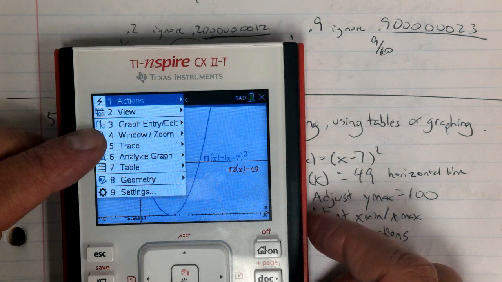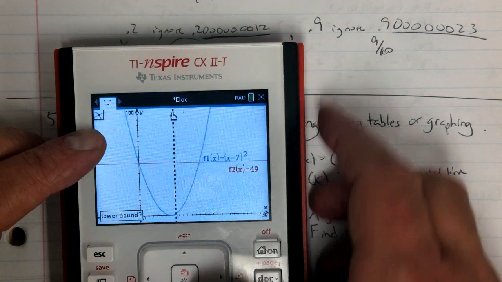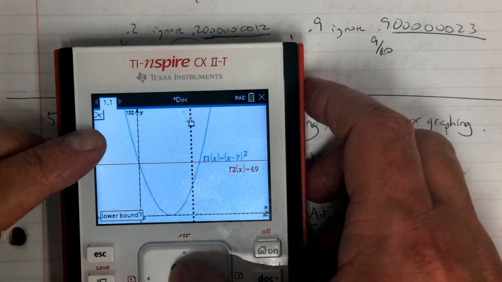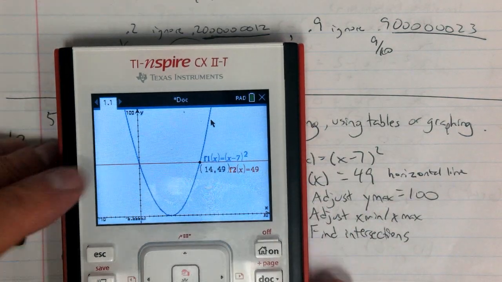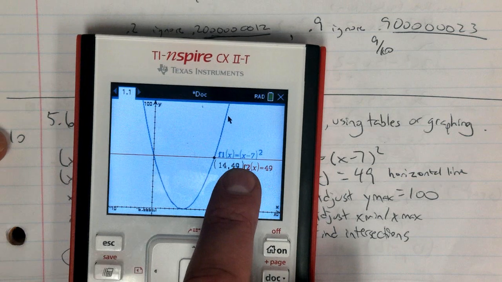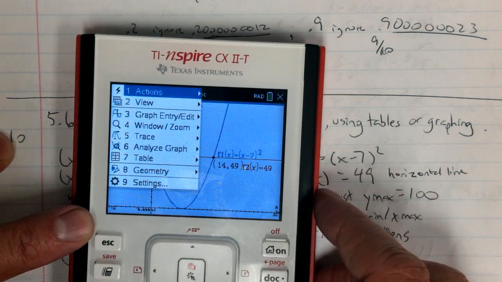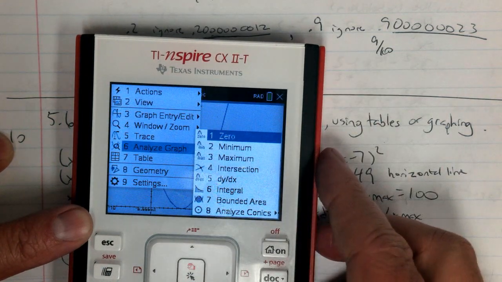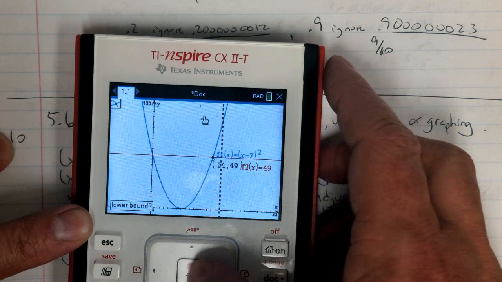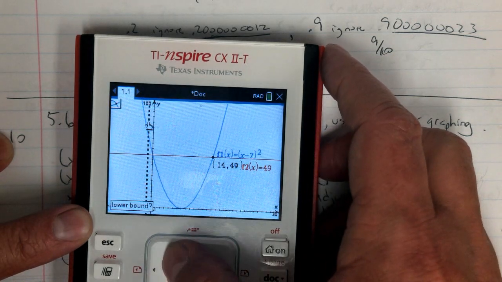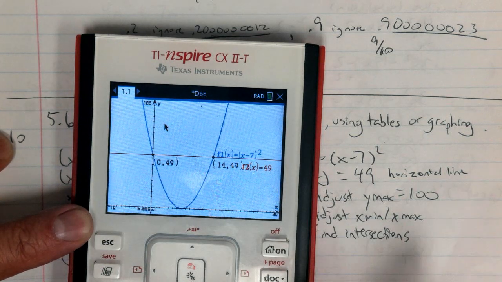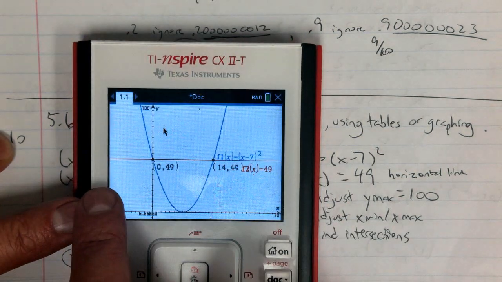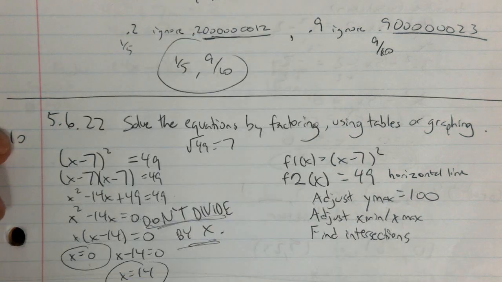So menu, analyze graph, intersection between here and here is 14, 49. So 14 would be your answer. And then the other one was just a 0 answer. Go to intersection between here and here. That's 0, 49. And so, again, 0 and 14 are your answers. It's the x answers.